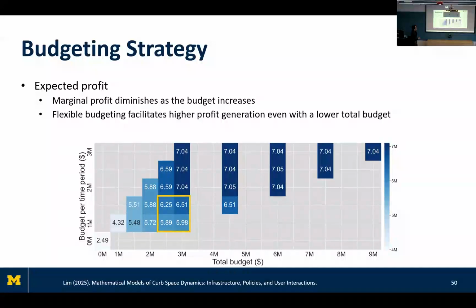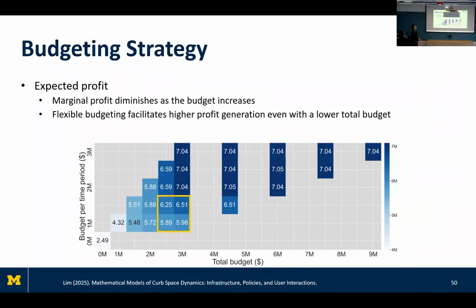But a more interesting observation comes when you compare this cell and this cell in particular. This bottom right cell has $3 million total budget, but has a very rigid planning of just allowing $1 million per time period. This cell has $0.5 million less budget, but it gives $0.5 million greater flexibility. We can see the profit obtained in this cell is greater than this cell, meaning even with a lower total budget, the flexible budgeting will facilitate a higher profit generation.